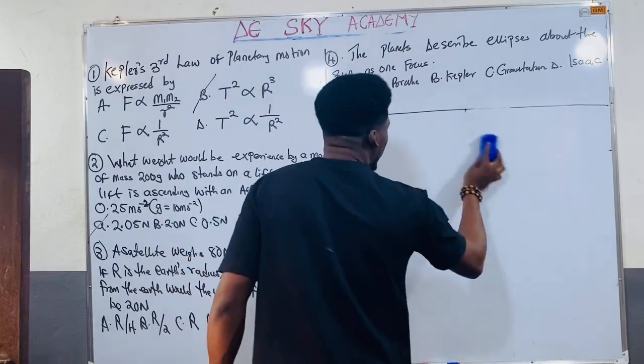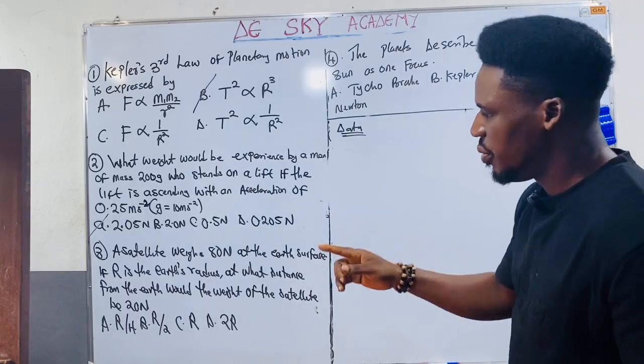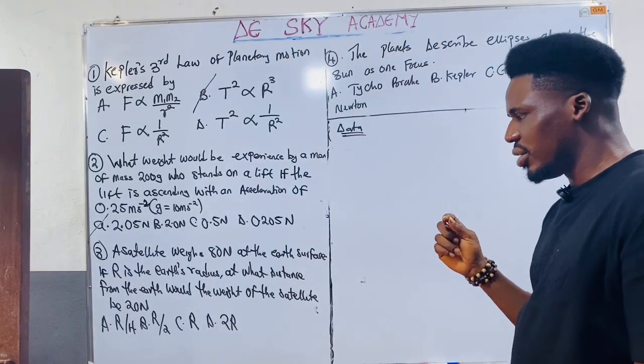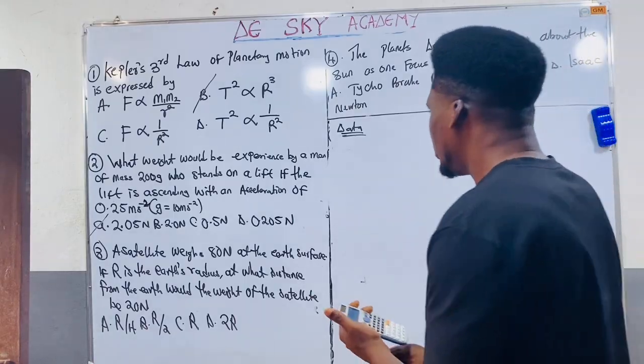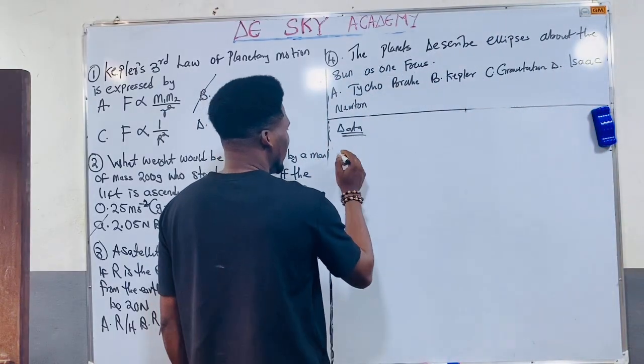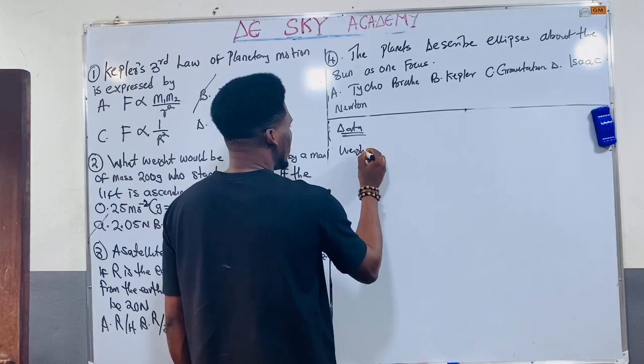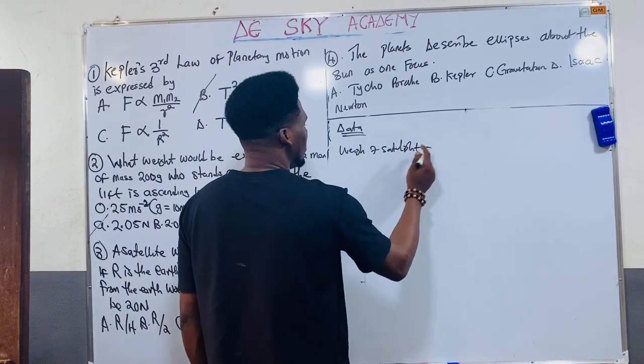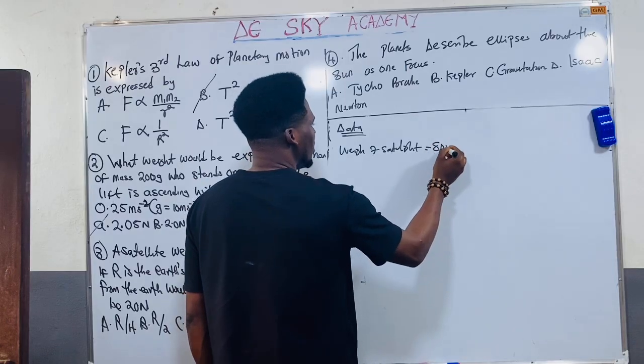Okay, now look up. Let me repeat the question. They said a satellite weighs 80 Newton. So what is the initial weight of the satellite? The weight of the satellite is 80 Newton.